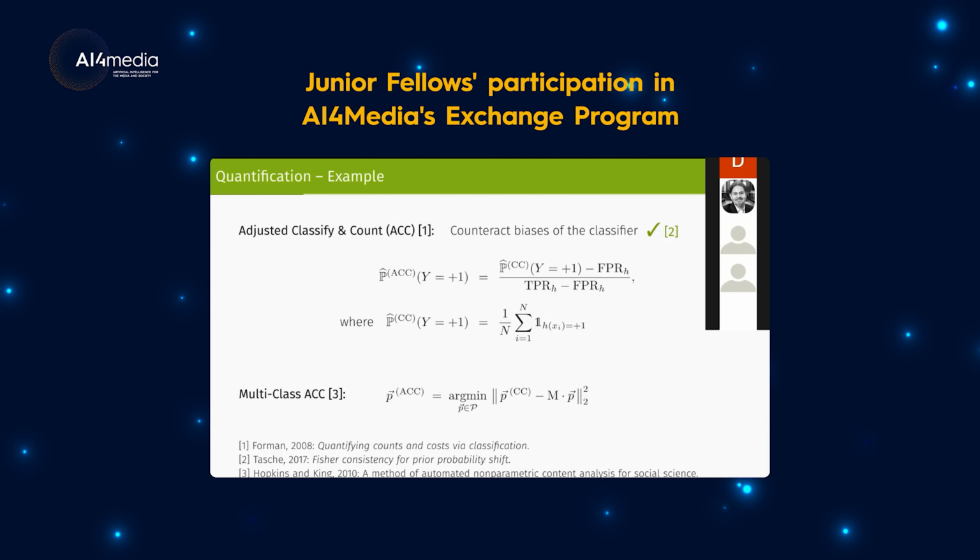And this adjusted classify and count method is already Fisher consistent, which means that it will return the right answer if you would have an unlimited amount of data. However, it might exhibit some variance. It might also, if you have very small data sets, produce answers that are larger than 1 or lower than 0, so not even a valid probability. And this is the reason why we have all of these other methods which also solve problems like this.